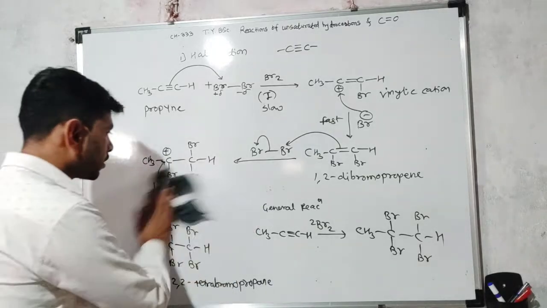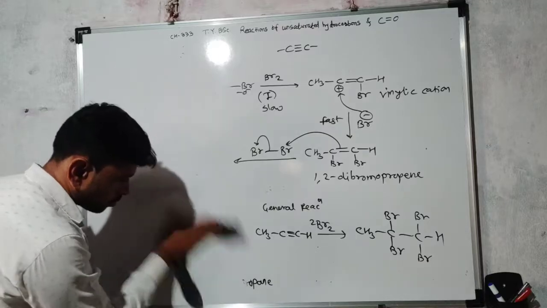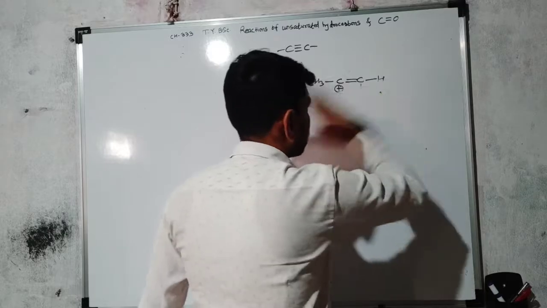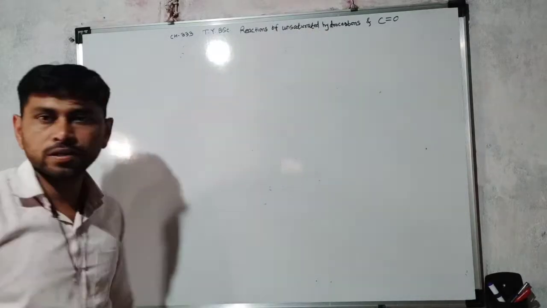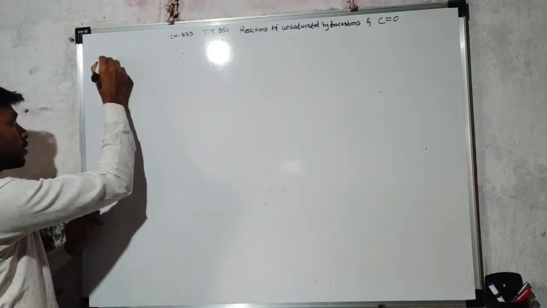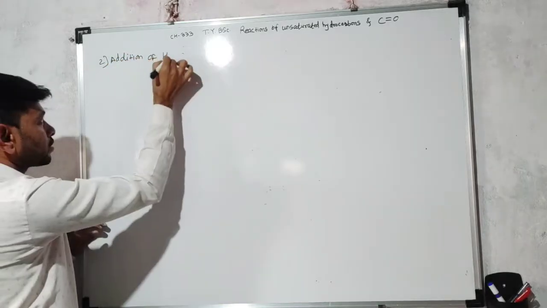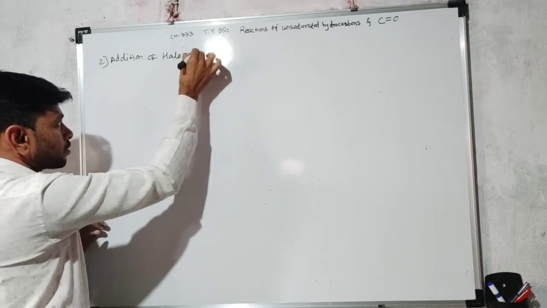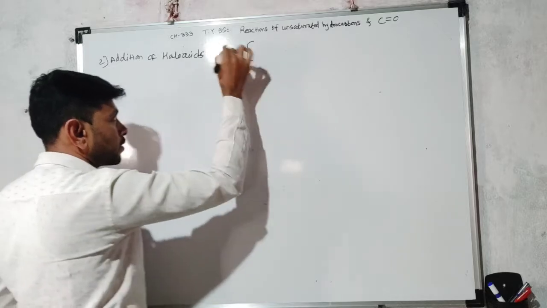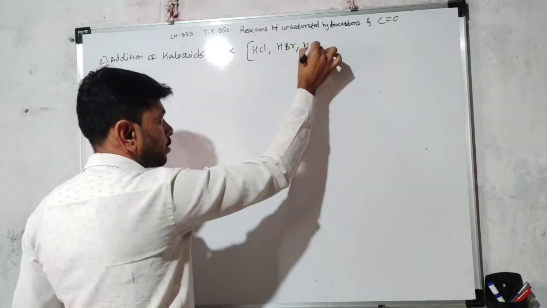Now the next reaction we have to study is the addition of haloacids. Second reaction we have to study is the addition of haloacids. Haloacids are HX in the general form, where it may be HCl, HBr, HI.